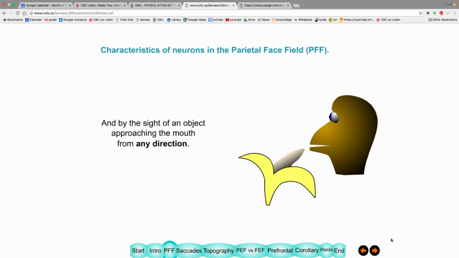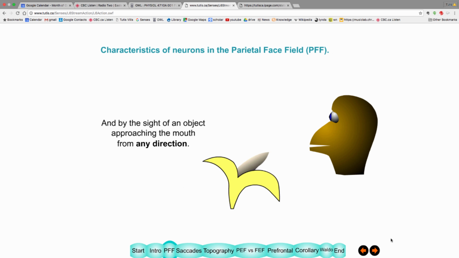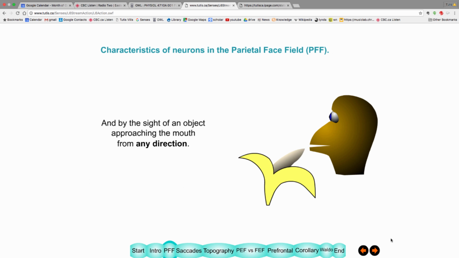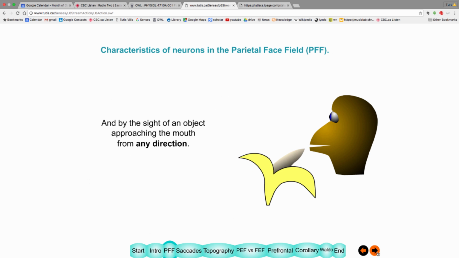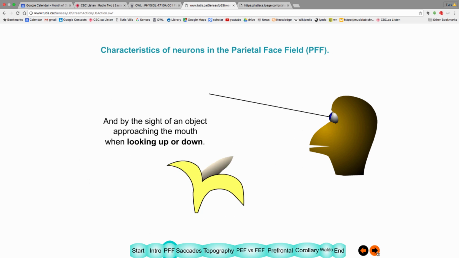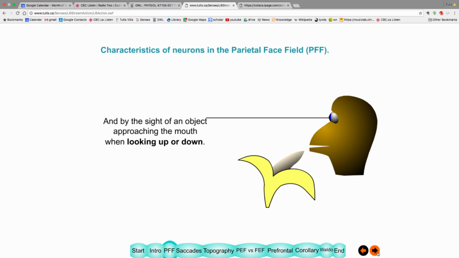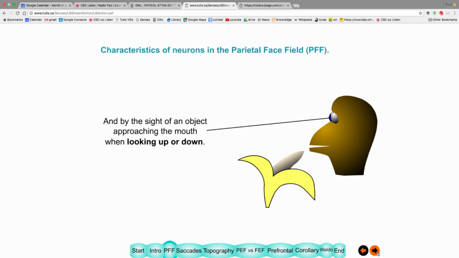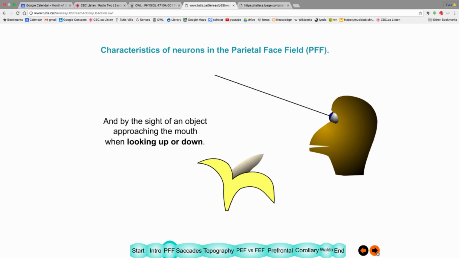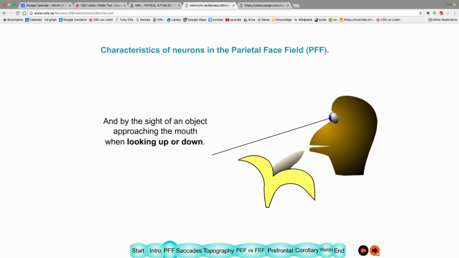And it could be moving from any direction to this lower lip. Doesn't matter where it comes from, as long as its final point is the same thing. And also surprisingly, it doesn't matter where the eye is pointing. Okay? So the eye can be looking up or looking down. It can still tell that this object's heading for the lower lip.